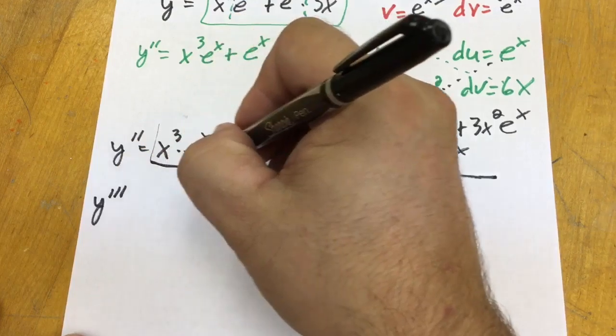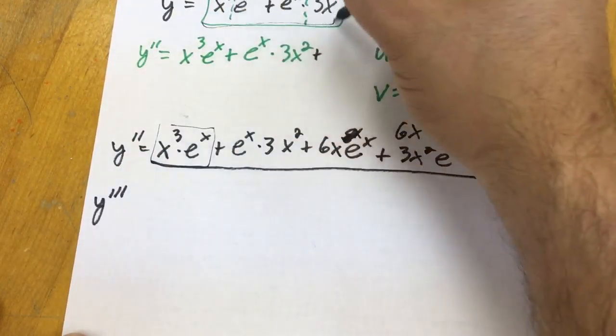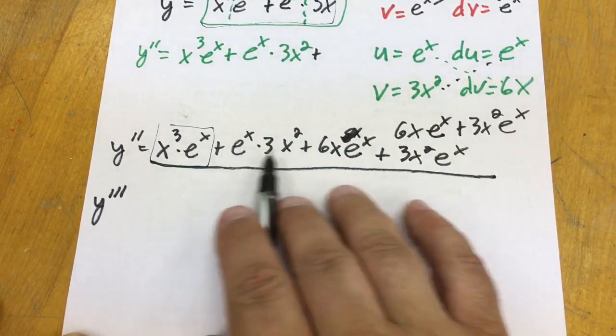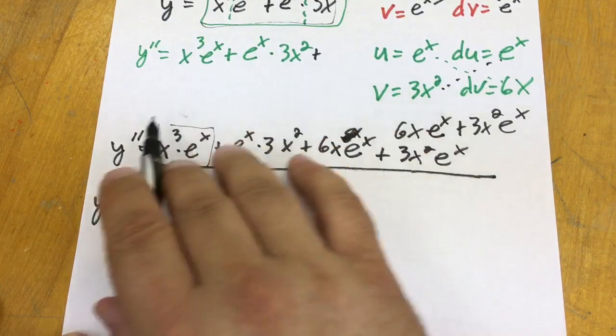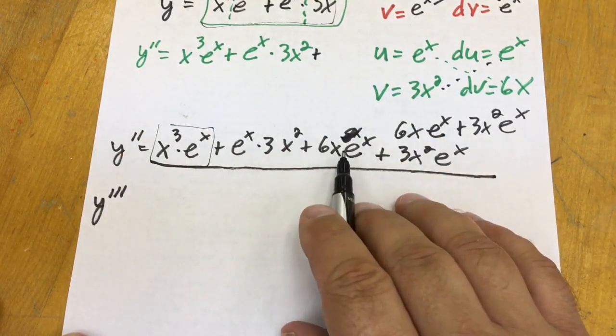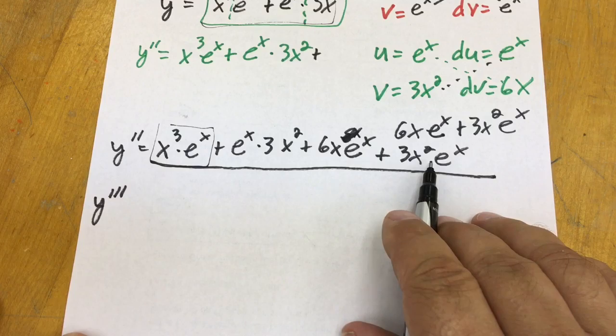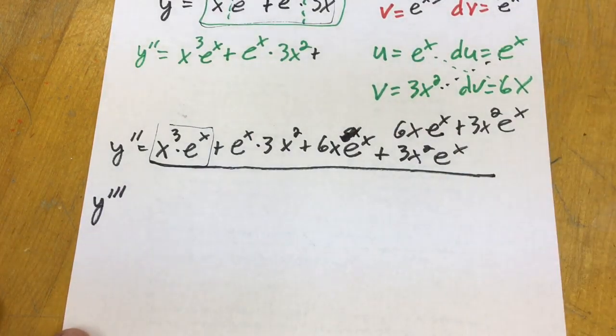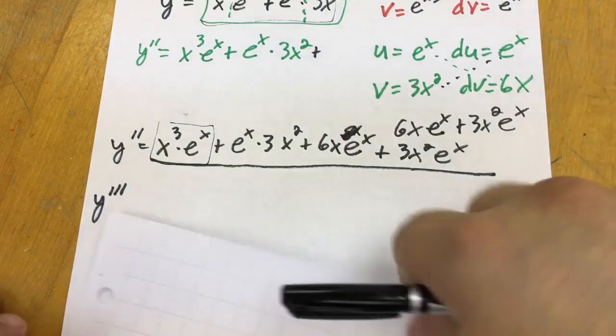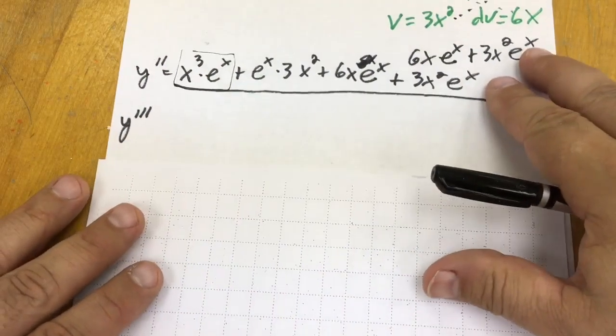Well, I know that the derivative of this is already up there. The derivative of this is this entire thing. And then I have to find the derivative of this and the derivative of this. Let's see if I already have that anywhere. 3x squared e to the x, I do. So this is just going to be a lot of combining and expanding. I'm going to need another piece of paper.